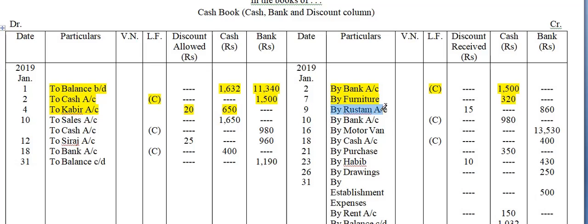So on 9th, you will write as by Rustam account. How much you paid? 860. And you are making the payment by check. So that's why it will be recorded towards the bank column. And you are receiving the discount from him, rupees 15.